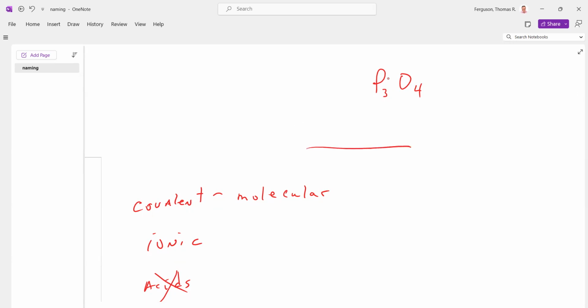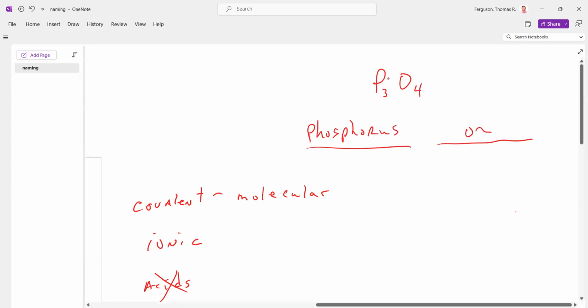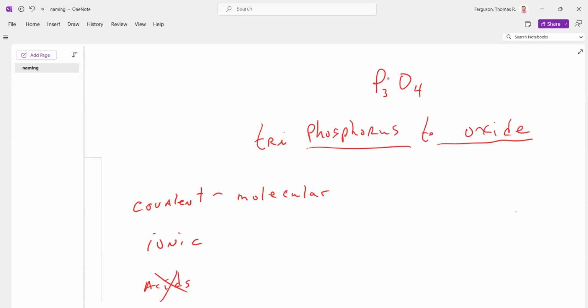So it's in 2 parts. The first one comes right out of the periodic table. And the second one comes out of the top right of the ion chart. Oxide. Now we have to say how many. So this is going to be triphosphorus tetraoxide.